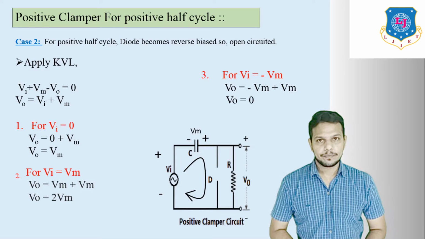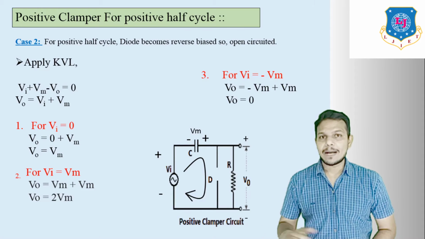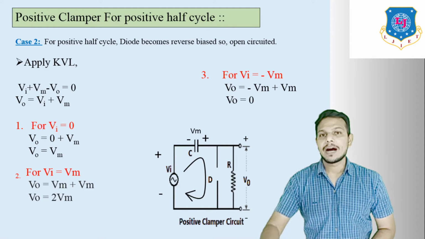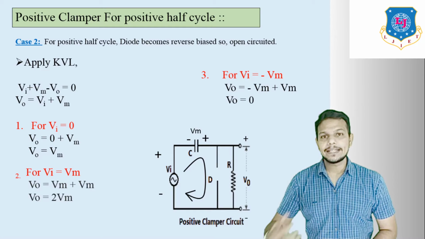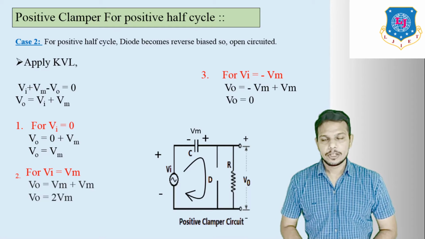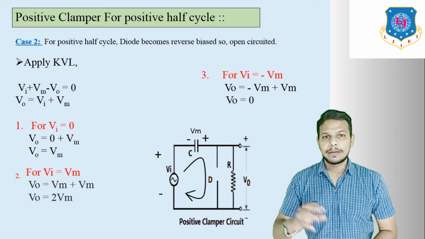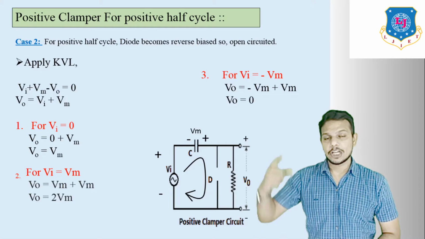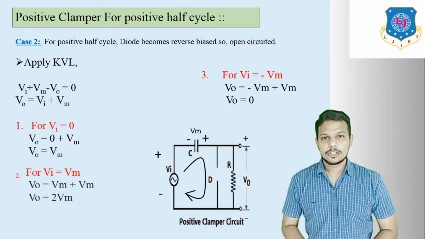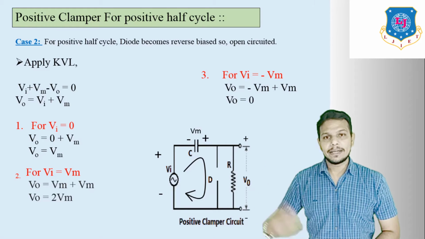Here, case number 2. For the positive half cycle, if we apply a positive half cycle, the diode becomes reverse biased. So it is open circuited. When the diode becomes open circuited, that means we will get output voltage across the resistor. So VO will be obtained.